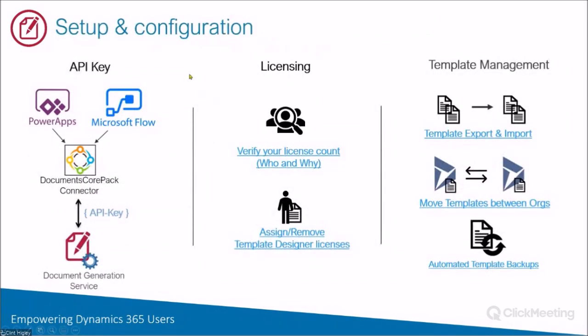So a couple of the main topics we're going to be covering today, as I already said, the API key. Why do I need it? Well, if I'm going to use Power Apps and Microsoft Flows, and I'm going to use the DocumentsCorePack connector, sorry, I got that a little confused. Basically, the DocumentsCorePack connector requires the API key to talk back and forth between the connector and the DocumentsCorePack generation service so that it can access the information in the Dataverse, in Dynamics, or via Power Apps and Flows. That's how it communicates.